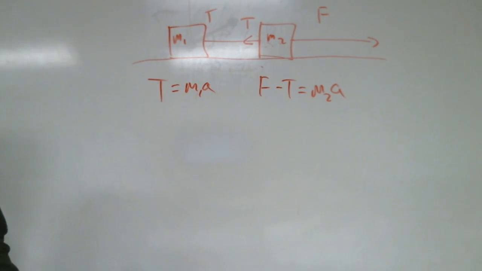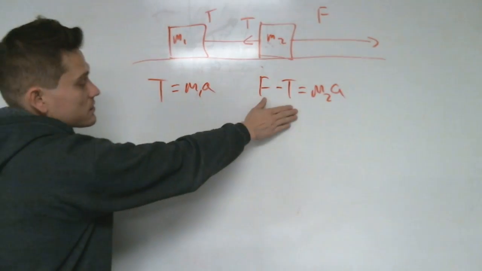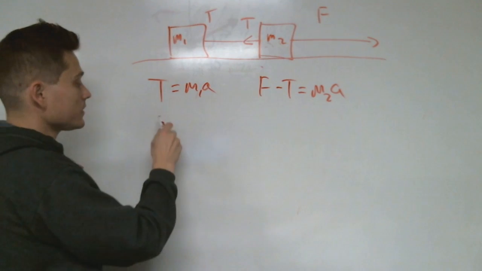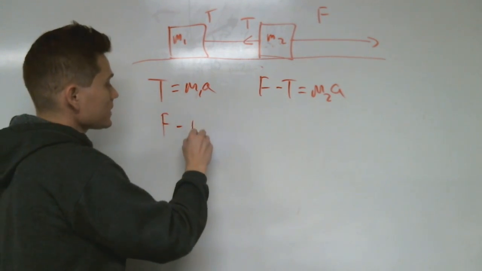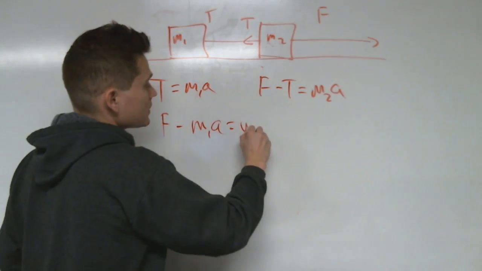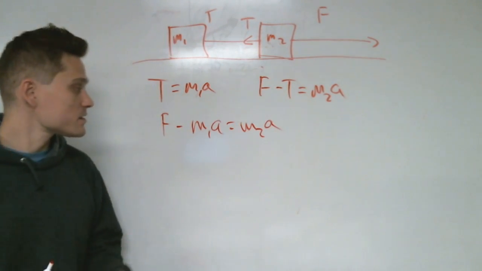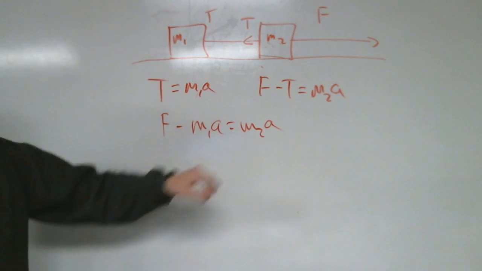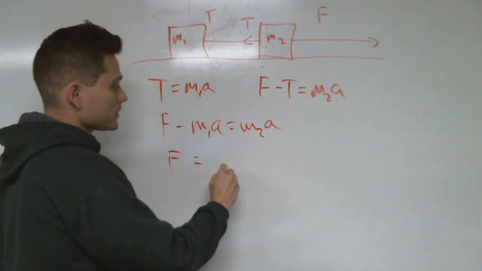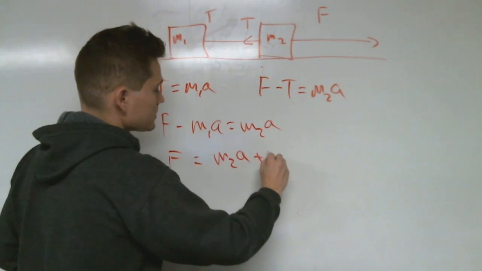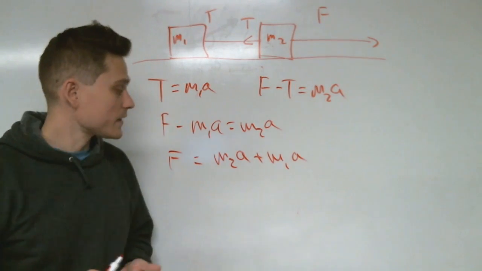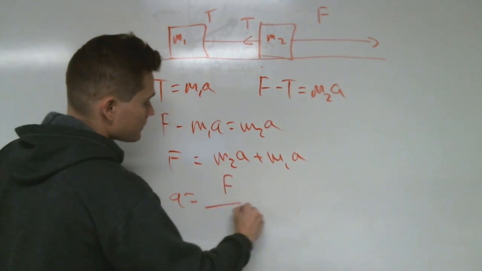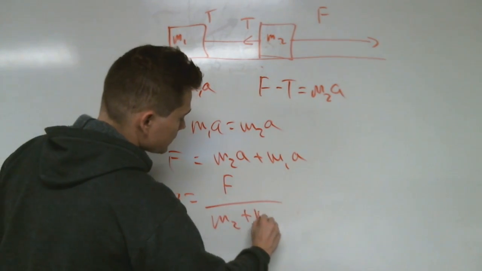So what can you do? Well, what you can do is in this equation replace T with m1a. So you'll have F minus m1a equals m2a. At this point, what you want to do, of course, is add this term to both sides. So you'll have F equaling m2a plus m1a. Then you factor a because it's common. So you'll have a equals F divided by m2 plus m1.